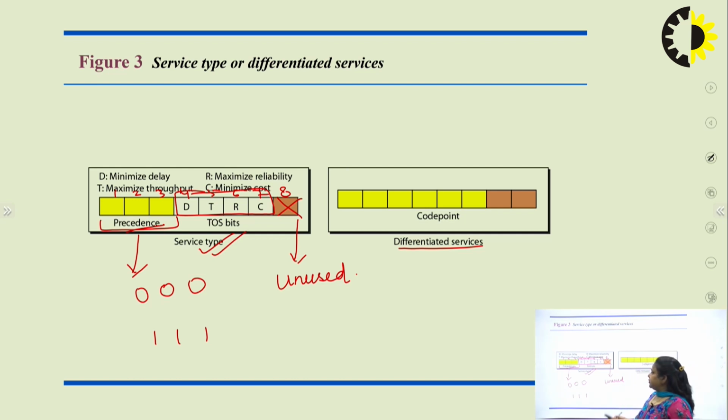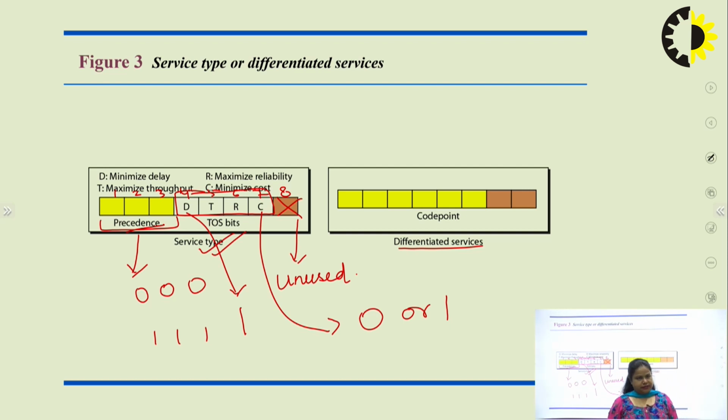This is the way we represent the precedence. Then after that, we are going to talk about the TOS bits. There are 4 TOS bits, in which we represent D, T, R and C. If I'm using the letter D, it means if this value is 1, we are minimizing the delay in the system. Each bit has a different meaning, and each bit represents only 2 forms, either 0 or 1. Whenever the value is 1, we are talking about a different type of service, right?